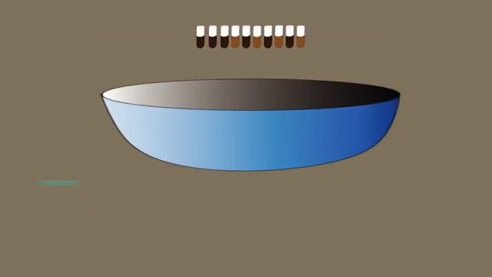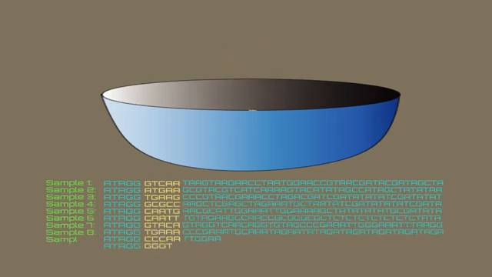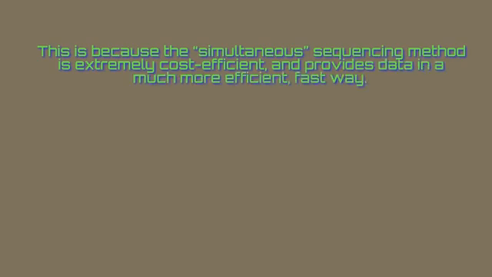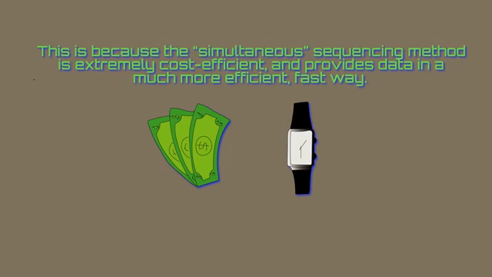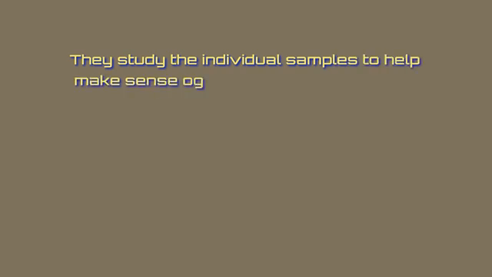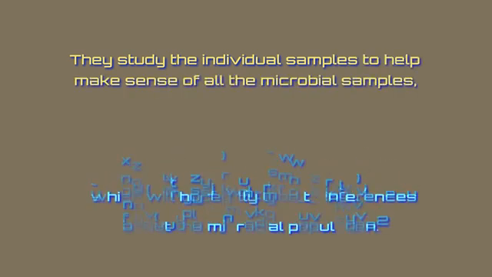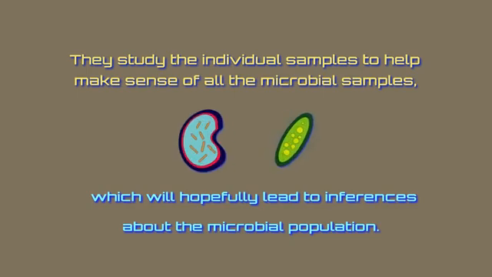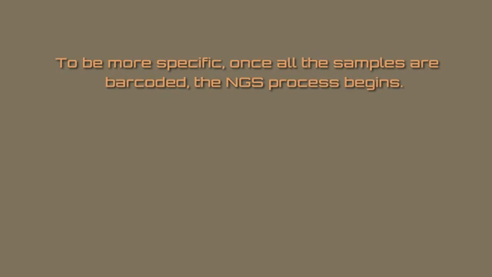Simply said, once the barcodes are attached, the samples are then pooled together and sequenced all at once. This is because the simultaneous sequencing method is extremely cost-efficient and provides data in a much more efficient, fast way. The samples are then separated out by their unique barcodes in preparation for scientific analysis. They study the individual samples to help make sense of all the microbial samples, which will hopefully lead to inferences about the microbial population. To be more specific, once all the samples are barcoded, the NGS process begins.